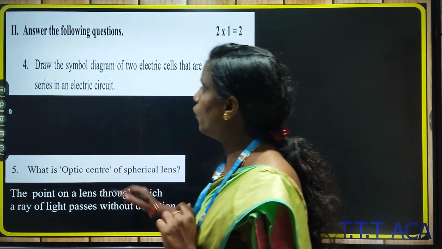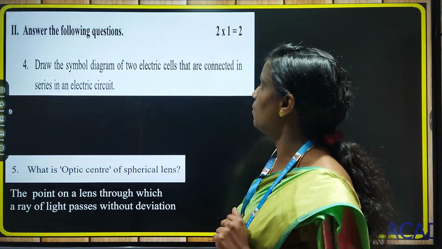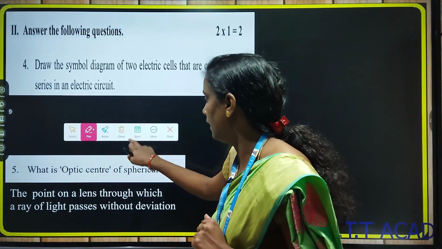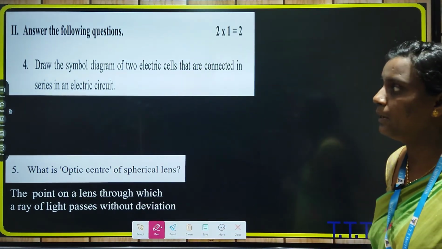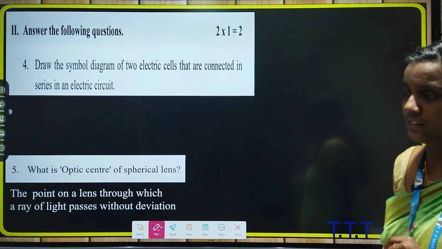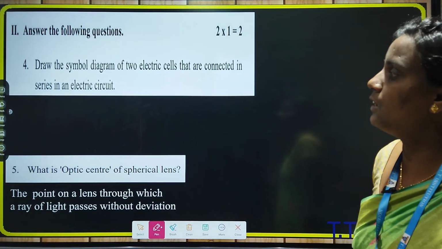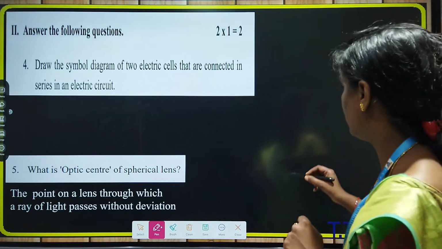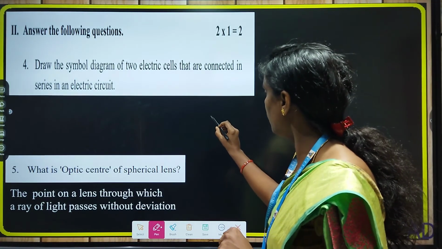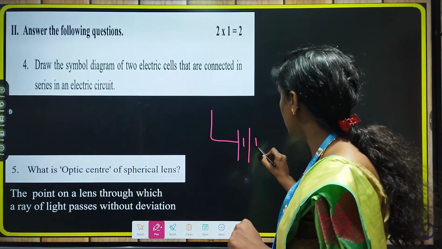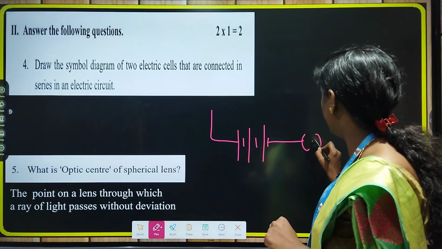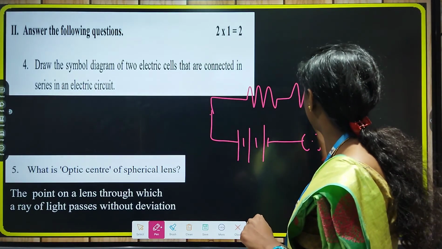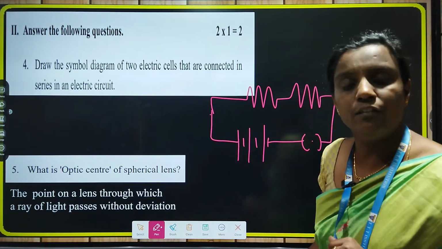Now, fourth question: draw the symbol diagram of 2 electric cells that are connected in series in an electric circuit. Series means, you know, you have studied resistors in series. So, first we draw the batteries and connect them to the switch, and then you have 2 resistors connected in this way, in series.